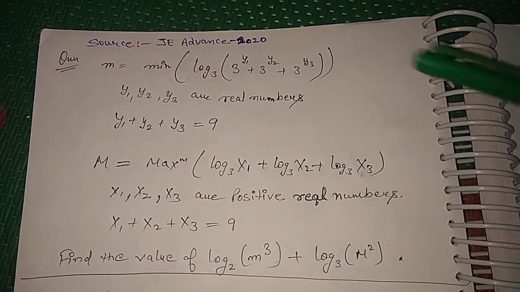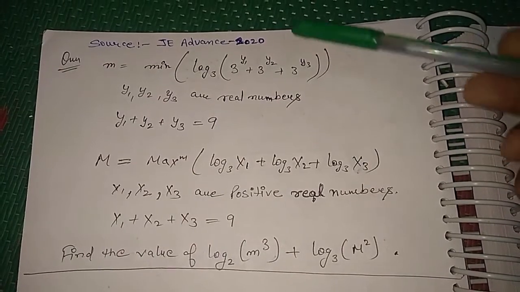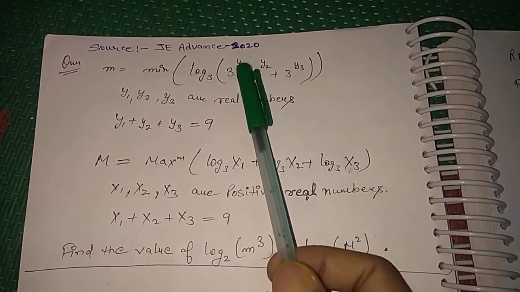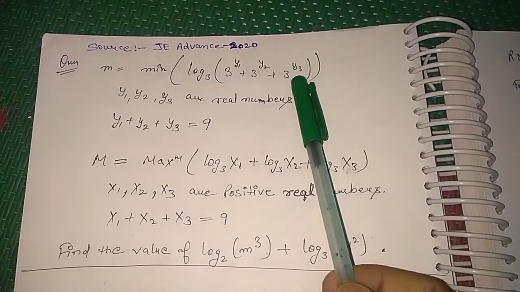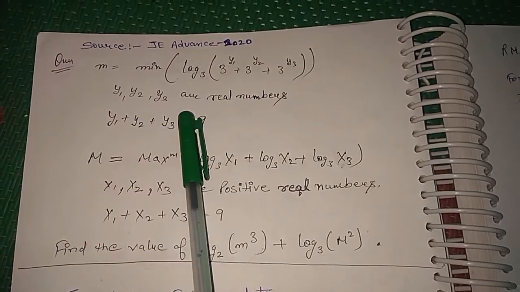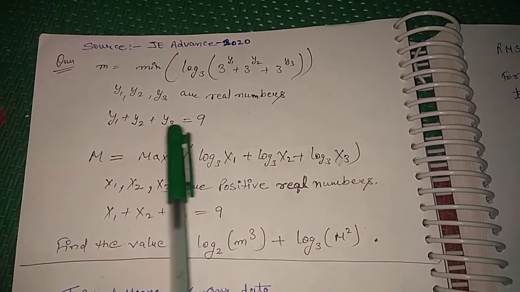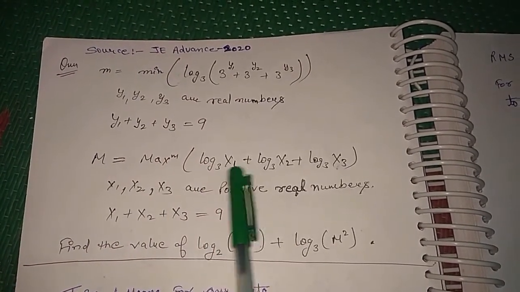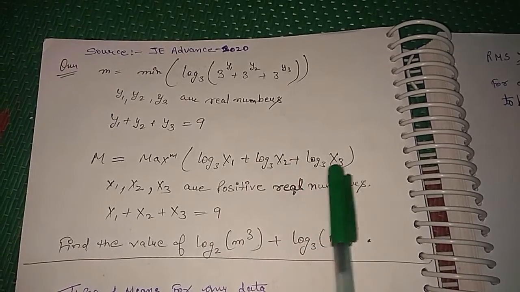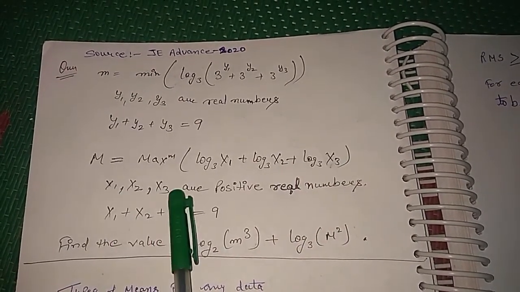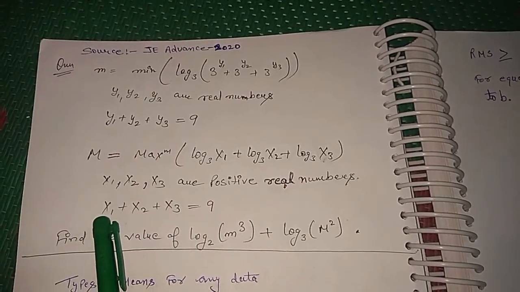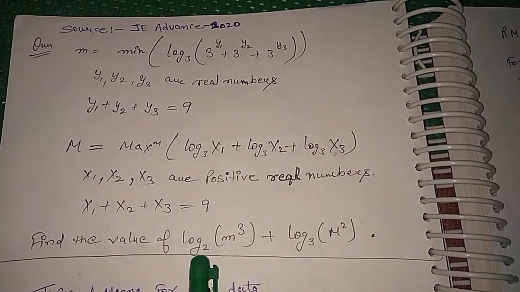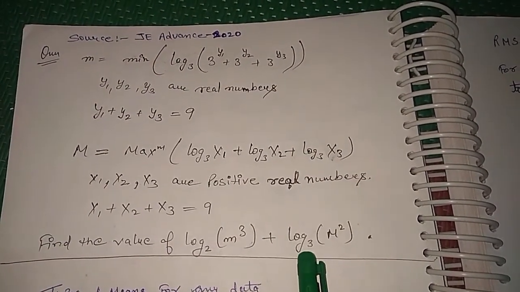Today I brought you this question from the JEE-Advanced 2020 question paper, where small m equals the minimum of log base 3 of (3^y1 + 3^y2 + 3^y3), where y1, y2 and y3 are real numbers and y1 + y2 + y3 = 9. Capital M equals the maximum of log base 3 x1 + log base 3 x2 + log base 3 x3, where x1, x2 and x3 are positive real numbers and x1 + x2 + x3 = 9. We have to find the value of log base 2 of m cubed plus log base 3 of M squared.